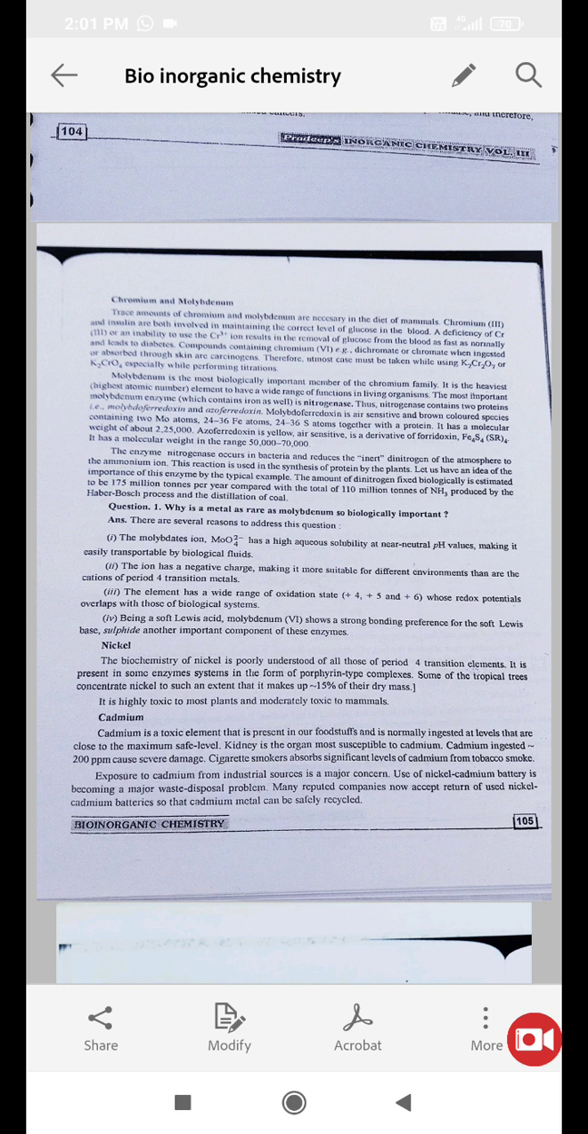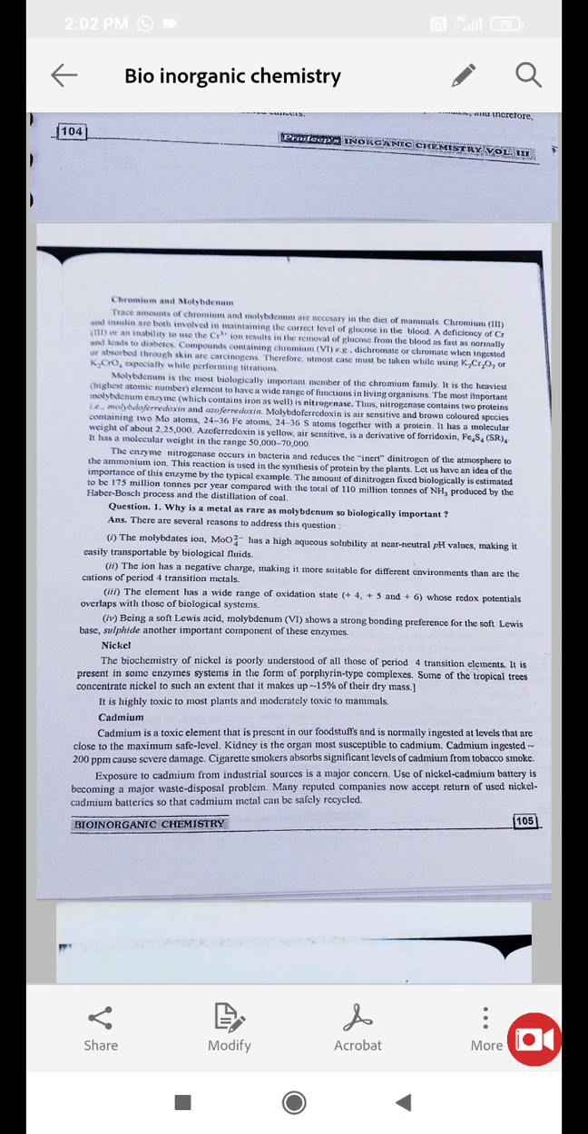Another important component of these enzymes is nickel. The biochemistry of nickel is poorly understood compared with all those of the period 4 transition elements. It is present in some enzyme systems in the form of porphyrin-type complexes. Some of the tropical trees concentrate nickel to such an extent that it makes nearly 15% of their dry mass. It is highly toxic to most plants and moderately toxic to mammals.